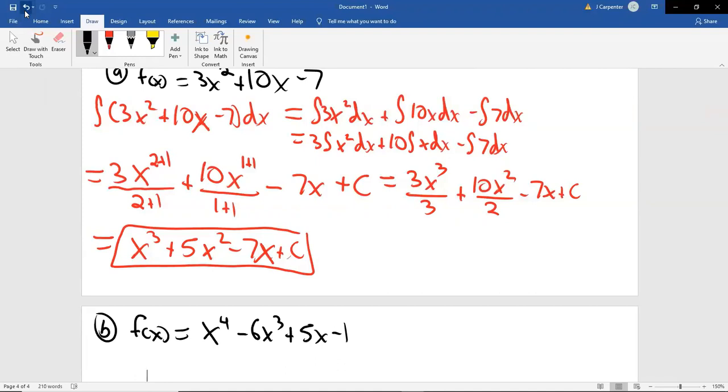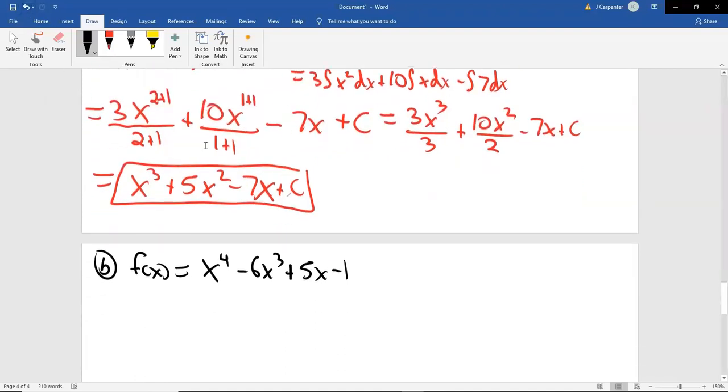We want to find the antiderivative. We want to find the integral. So what we're doing is integral symbol. Multiple terms, so it needs to be in parentheses. Let me show you what it would look like without the parentheses, in fact. So let me just write, I'll leave the space for it. X to the fourth minus 6x cubed plus 5x minus 1. And then you have your dx at the end.